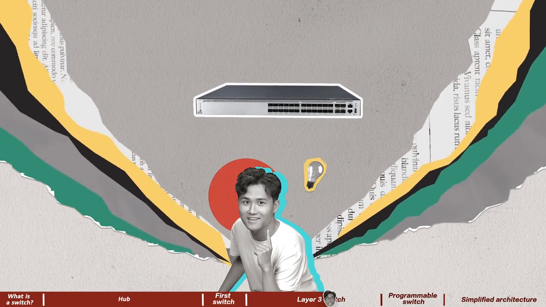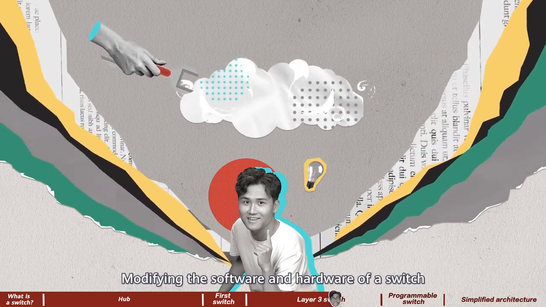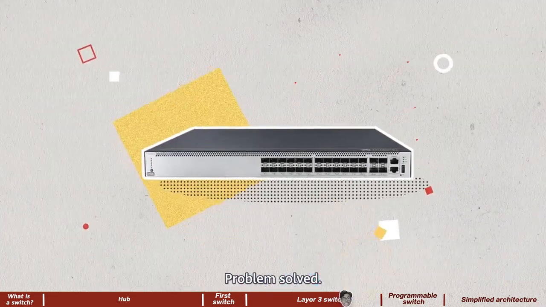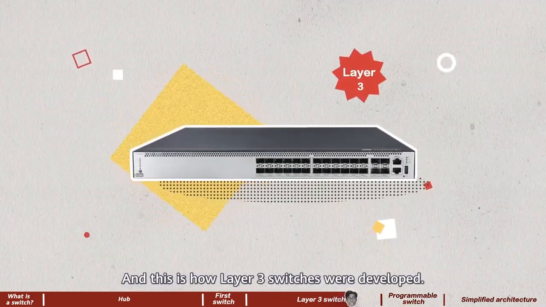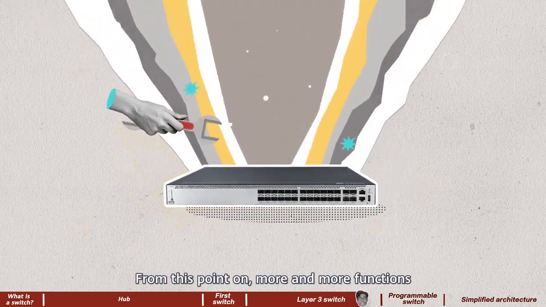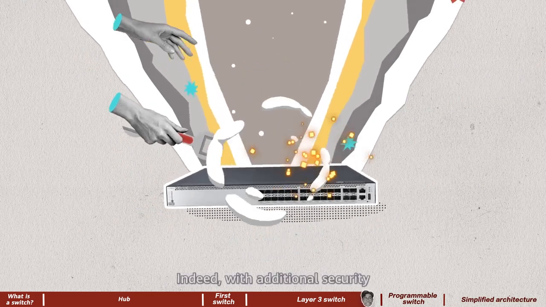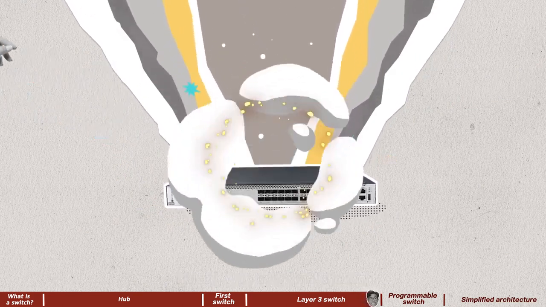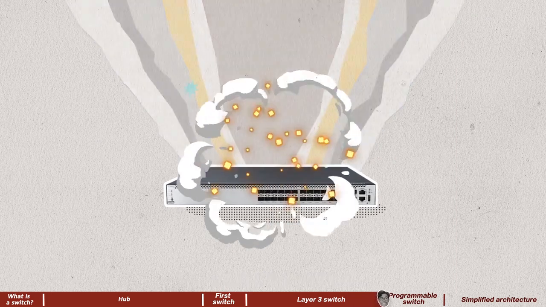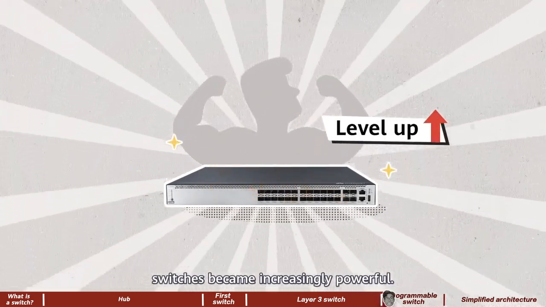It was. Modifying the software and hardware of a switch introduced a new routing module. Problem solved. And this is how Layer 3 switches were developed. From this point on, more and more functions were added to switches. Indeed, with additional security, wireless local area network access controller features, and other functions, switches became increasingly powerful.